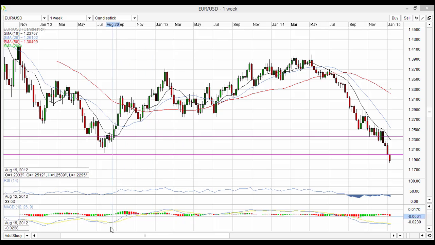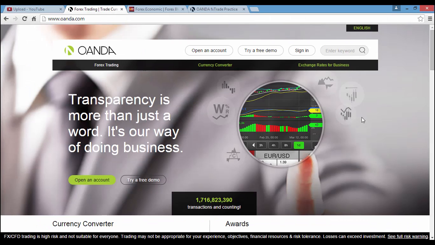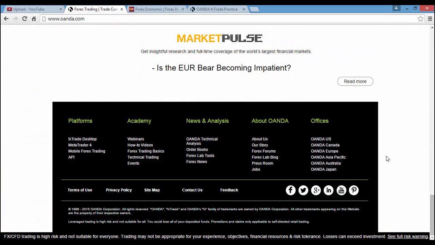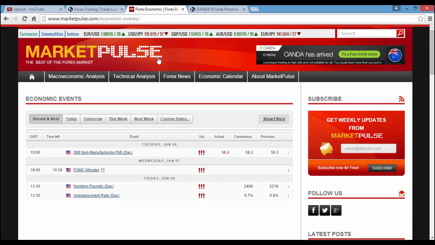What we can do first of all is go to the OANDA website, and if we scroll all the way to the end, we see Forex news. When we press on this link, we get the market pulse. Inside the market pulse, there is a tab for economic calendar. In the economic calendar we have all the news and events that are upcoming in the market in the next couple of days.